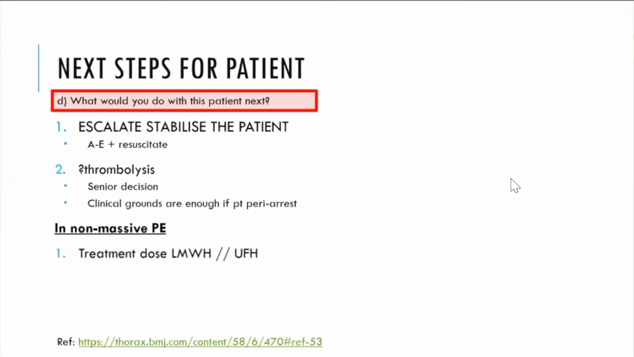In a non-massive PE, you'd go ahead and give treatment dose low molecular weight heparin. So the one and two I'm talking about are for this patient who we said has a massive PE. In a non-massive PE, you'd give them low molecular weight heparin, a treatment dose, or unfractionated heparin. And then you'd switch over to anticoagulation once the venous thromboembolism was reliably confirmed, for example on CTPA.